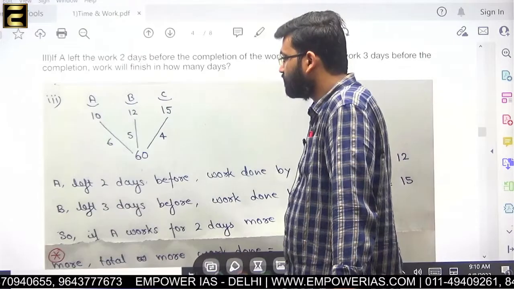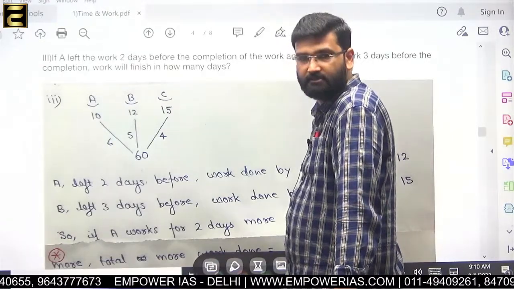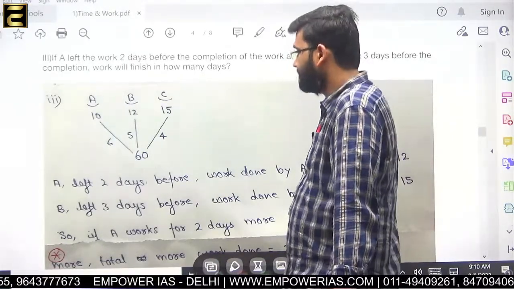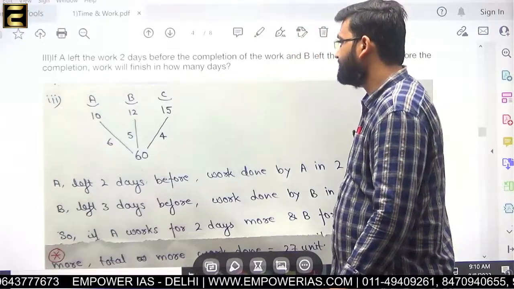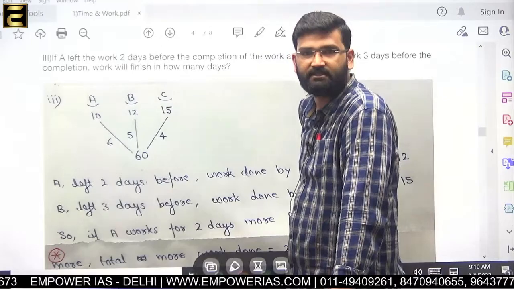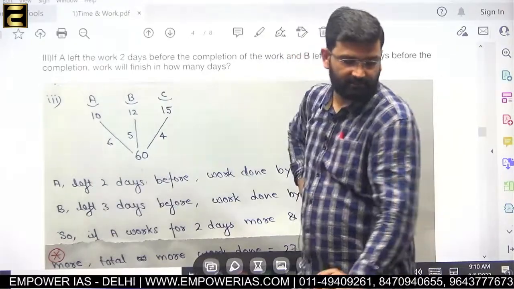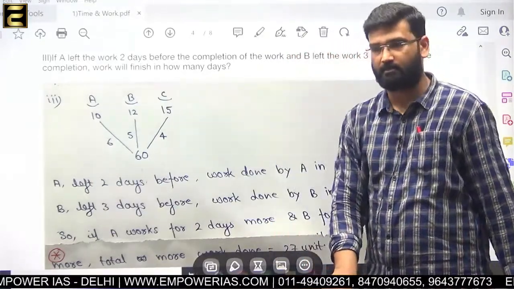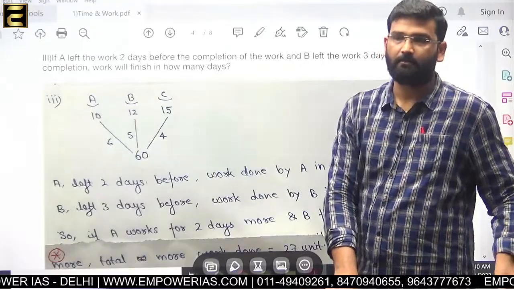Since we have quantified the work to be 60, the efficiency of A, B and C are 6, 5 and 4 respectively. Okay? What does efficiency represent? Efficiency represents the number of units of work done by the respective person per day.